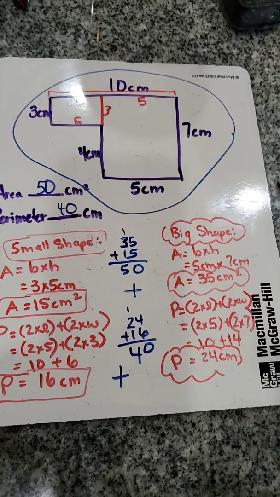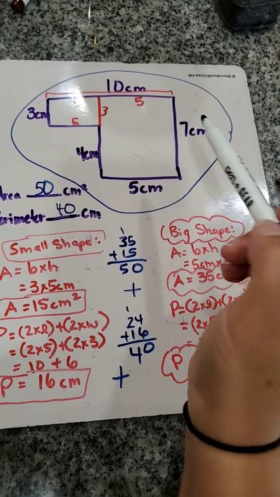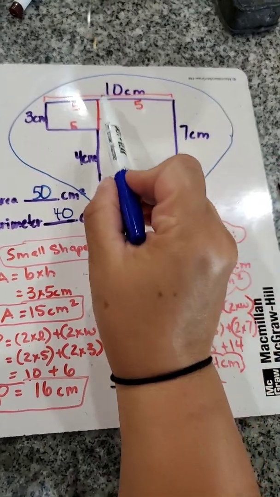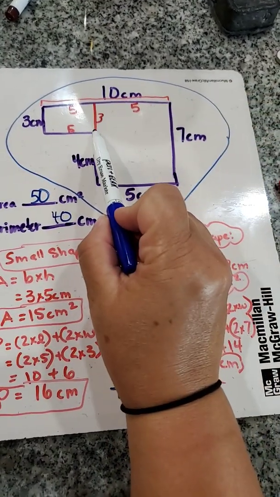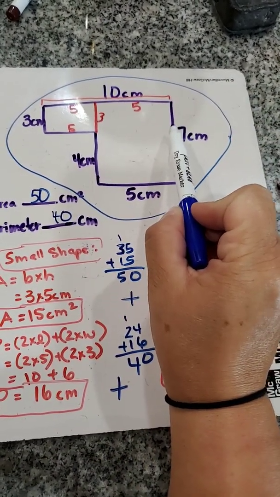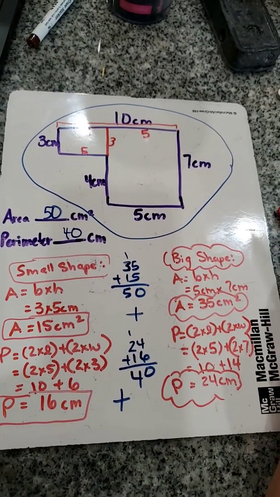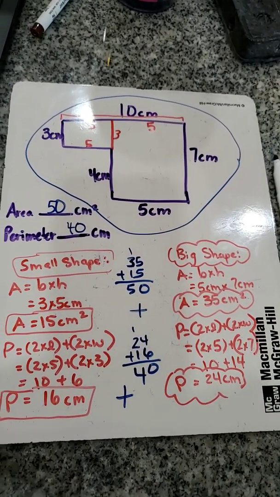Was that the only way I could have divided that shape? No. I could have, instead of drawing this line down the middle, I could have gone this way. That's how we find area and perimeter.